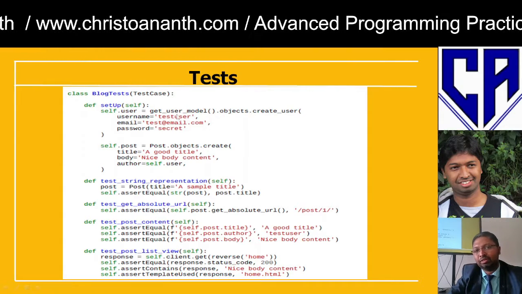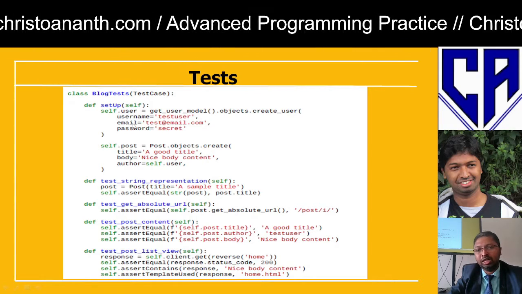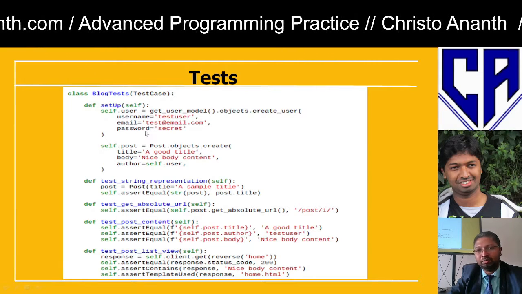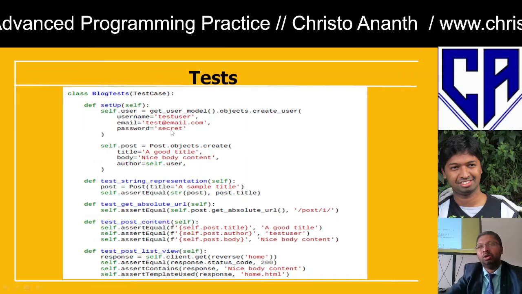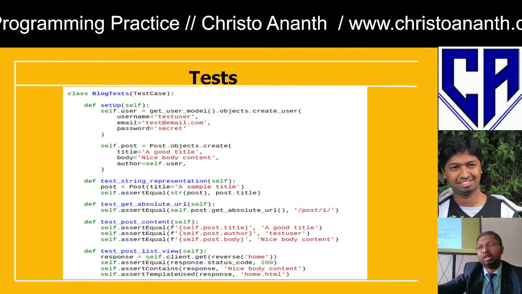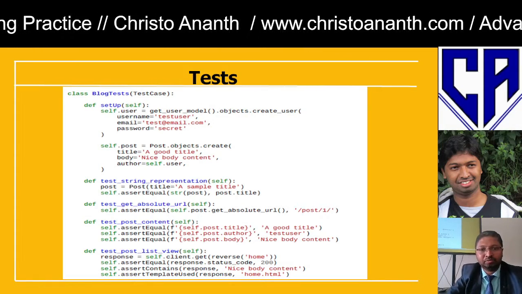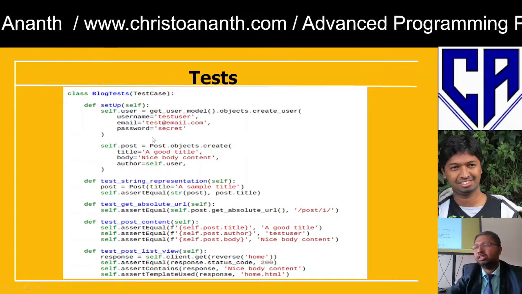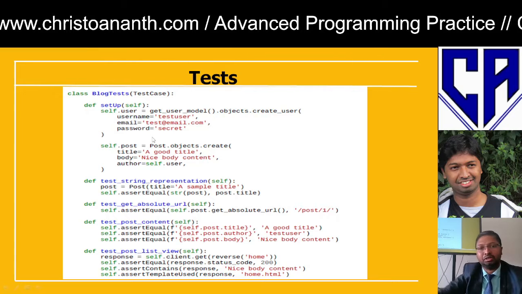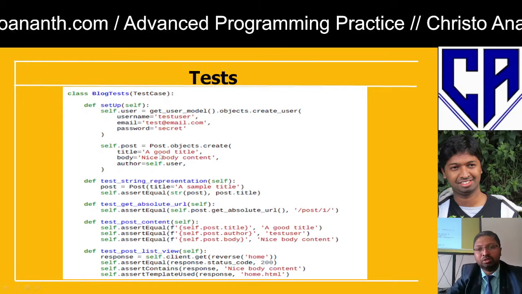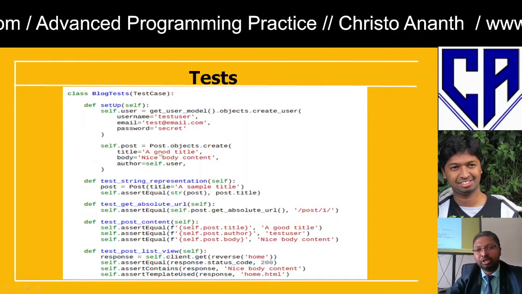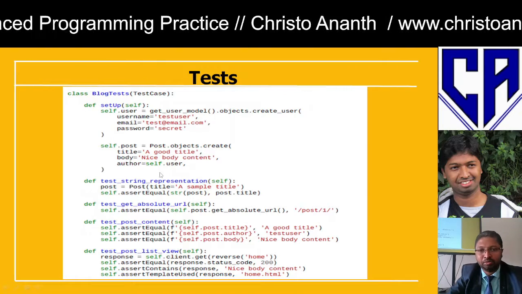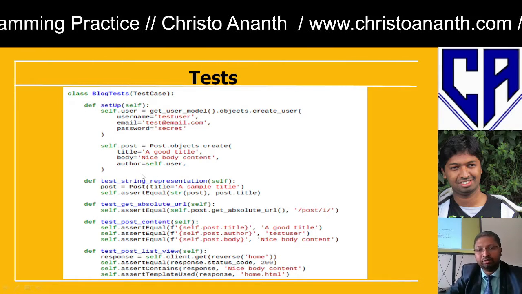Okay, so this is the default thing. The username is testuser, email is test@email.com, and password is secret. This one password is set as secret because it will be displayed as dots. Okay, and self.post is Post.objects.create. The title, you can choose a good title, and the body, a nice body content. The author is self.user.